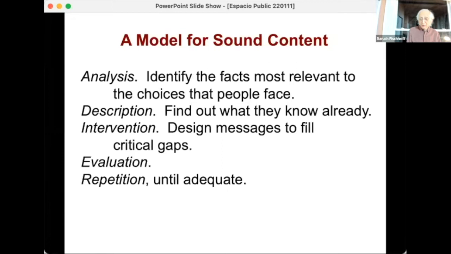How do you get the content right? This is the model that people like myself, who approach this from a decision science or behavioral decision research perspective, adopt. You first have to analyze the problem to find what information, what facts, are most relevant to your audience. They may not be the facts that are of greatest interest to you and your science. Then descriptive research: find out what people already know. Create interventions that may address the information gaps. Evaluate how well you're doing, and then repeat until you have found the information that people need and have conveyed it to them, including perhaps the uncertainty. You may not have the information, but telling people that is part of communication.